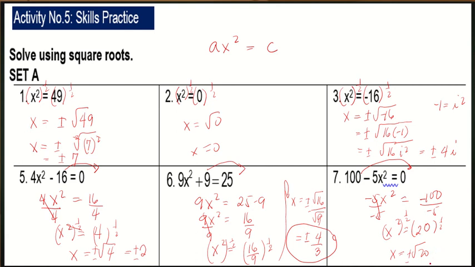Can we still simplify square root of 20? Yes. The factors are square root of 4 and square root of 5. Okay, wherein 4 is the perfect square factor, so we have positive negative square root of 4 is equal to 2. Then just copy square root of 5. Okay, I hope you got all the items correctly.